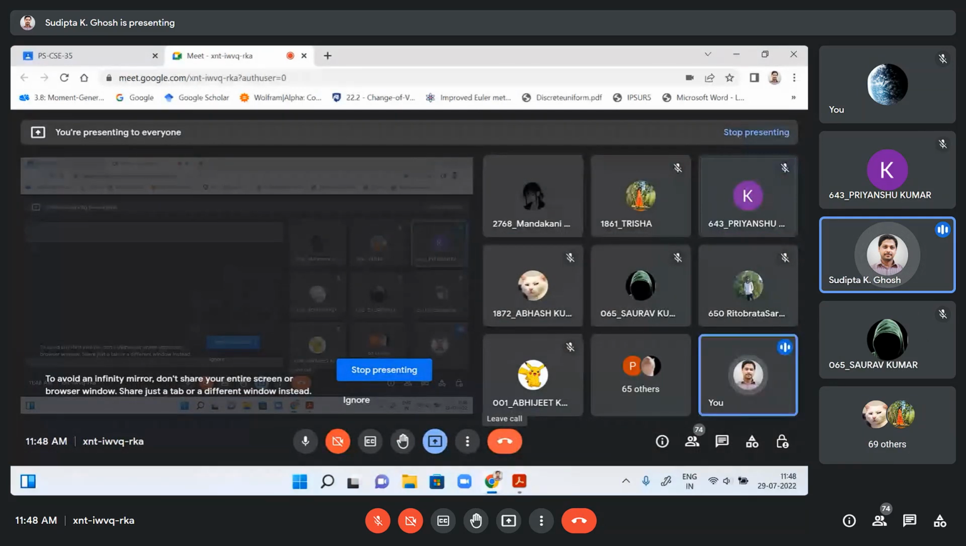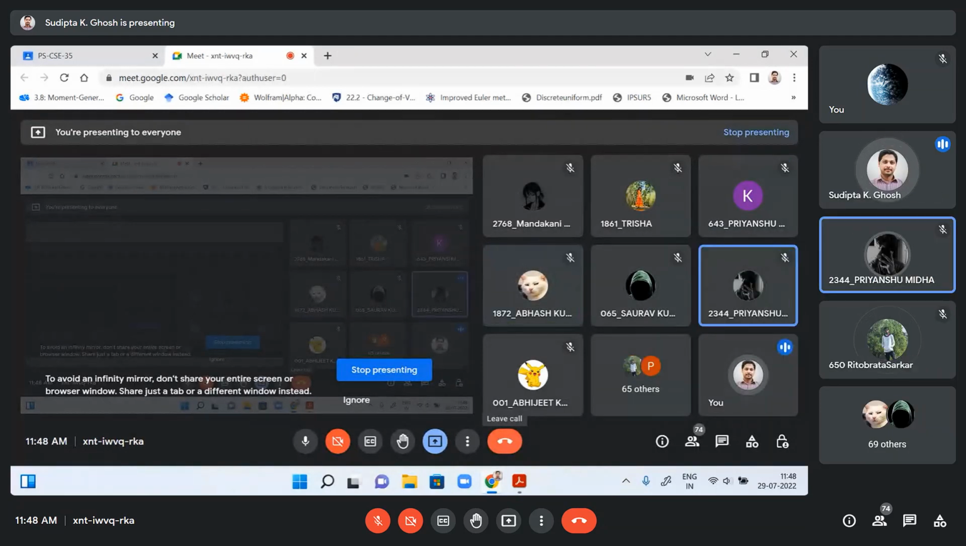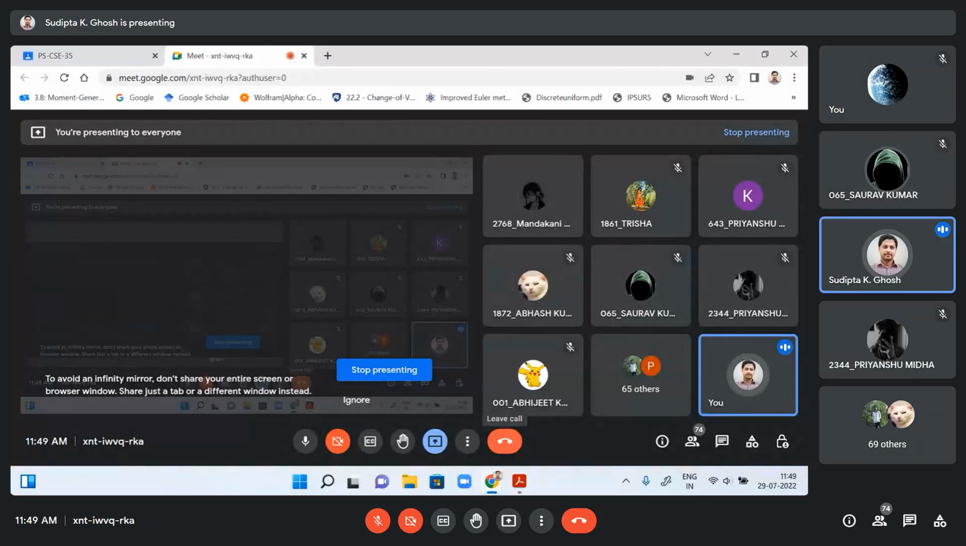Priyanshu, Abhash, Saurabh, Ritabroto, Abhijit. Yes, sir. So any doubt, you can ask me. You have to draw the Venn diagram in your exam hall very nicely. It is extremely important, the way I discuss the problems. If you are facing any difficulty, just go to the Venn diagram and draw the figure. It will help you to solve the problem.